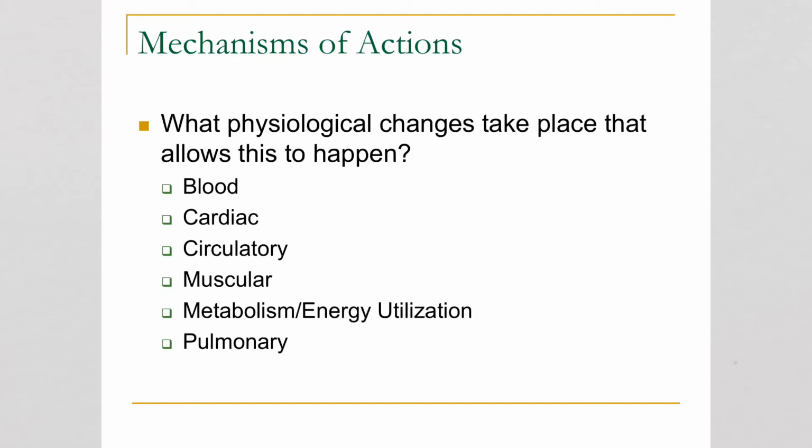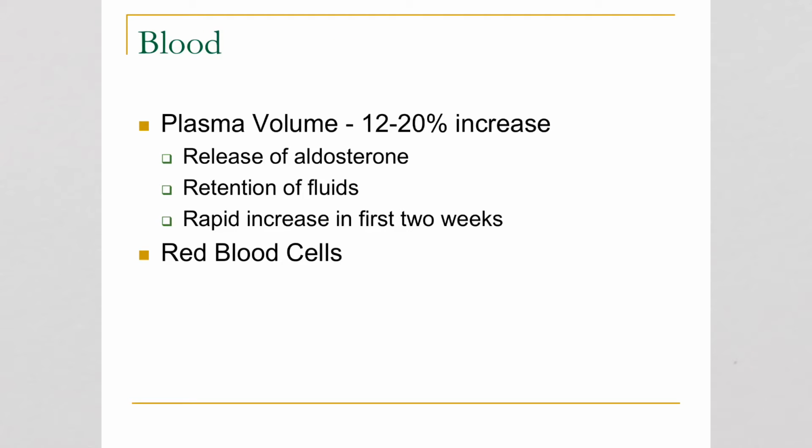So now let's get into what allows these changes to happen. So we've talked about this overall change we see in VO2 max, this overall improvement of efficiency in how we can do activities. Now we're going to break it down and talk about these different areas that we can see improvements in. One of the first things we see improvements in is blood volume.